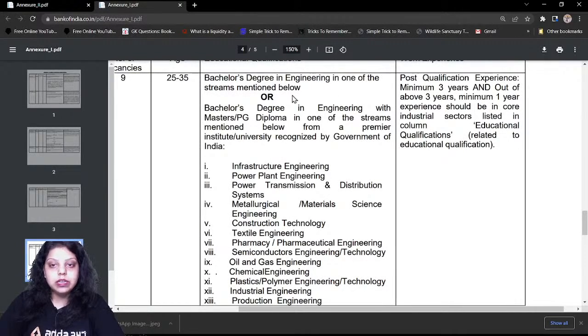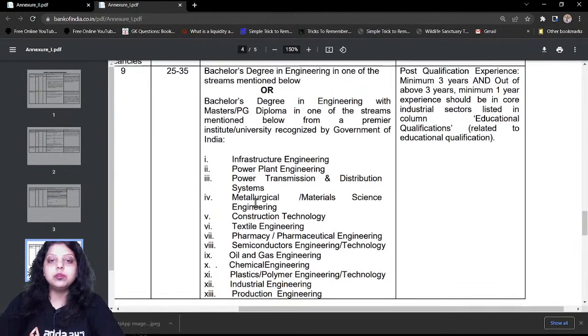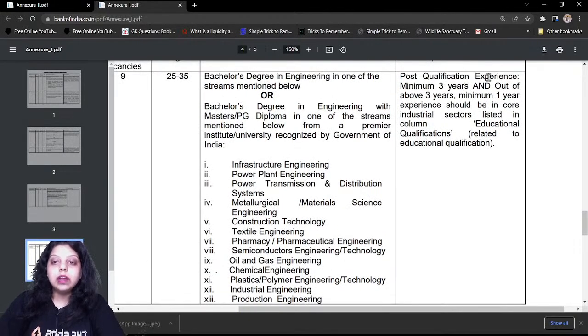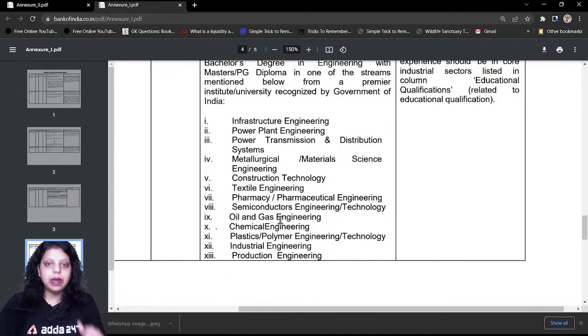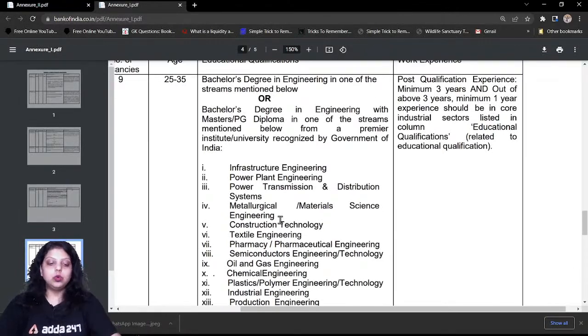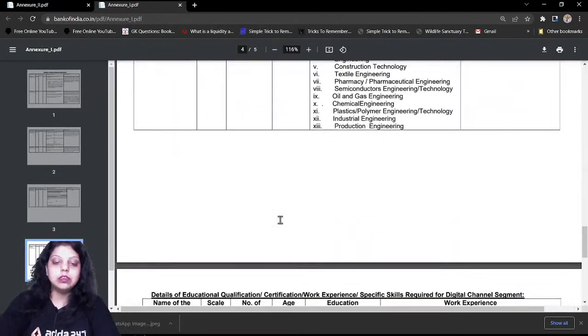Now bachelor degree in engineering in one of the streams mentioned below, and out of these streams you can have an engineering degree and you will be eligible to apply for this particular post. Now post qualification experience minimum of 3 years required, and out of above 3 years minimum 1 year experience should be in core industrial sector listed in column related to educational qualification. So what we are saying is that total you require 3 years of experience, and out of 3 years you need minimum 1 year experience in core industrial sector, and the core industrial sector is defined under this educational qualification. Okay, so total is 3, and out of that you need 1 year experience in your core industrialization.